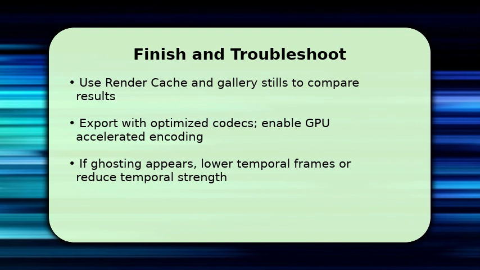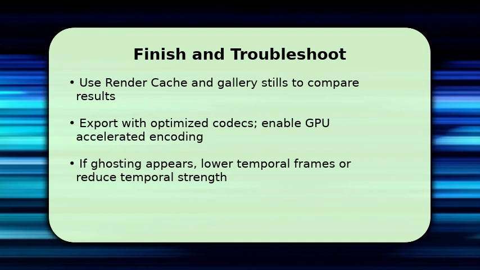If problems occur, especially ghosting or smear, reduce temporal frame count or strength, or add a mild spatial denoise only to background areas using a mask to preserve subject sharpness.